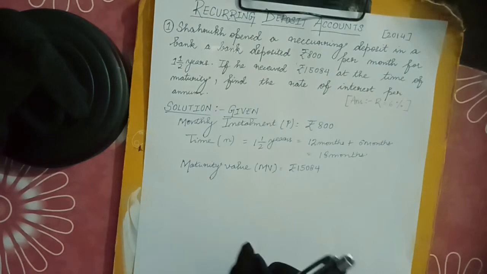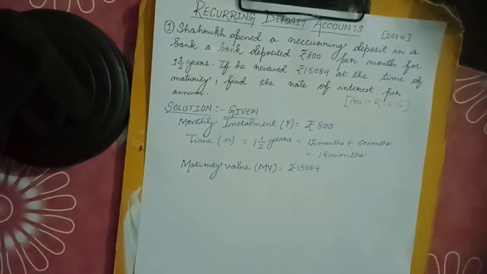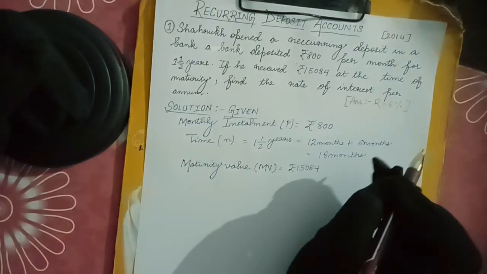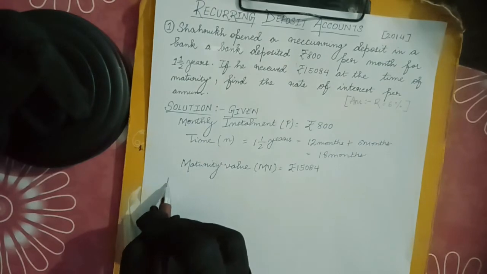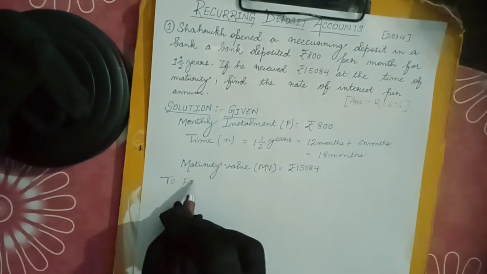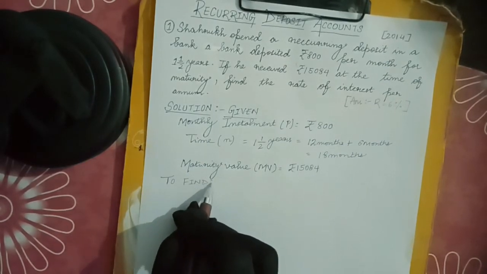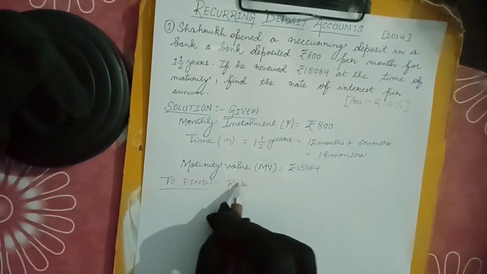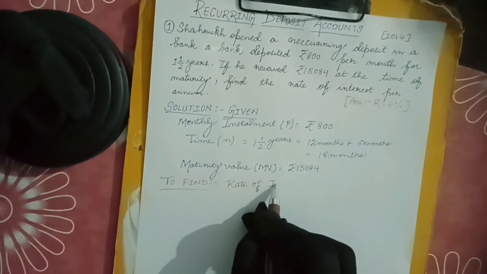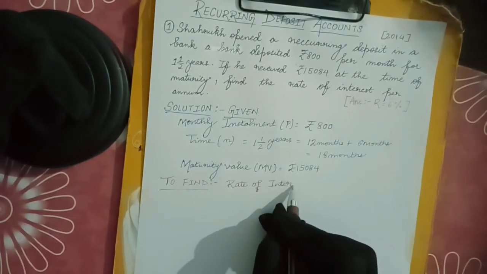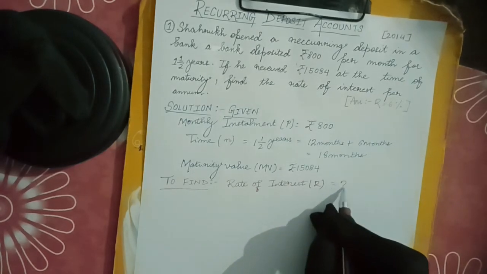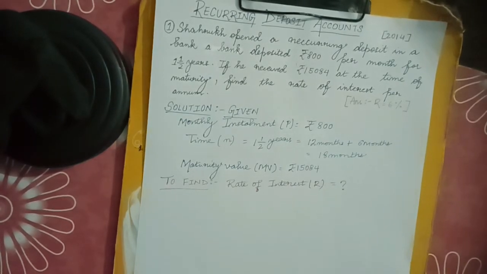So now we will write what we are supposed to find. We are supposed to find the rate of interest per annum. So to find the rate of interest, we denote rate as R. So we have to find R in the given question.